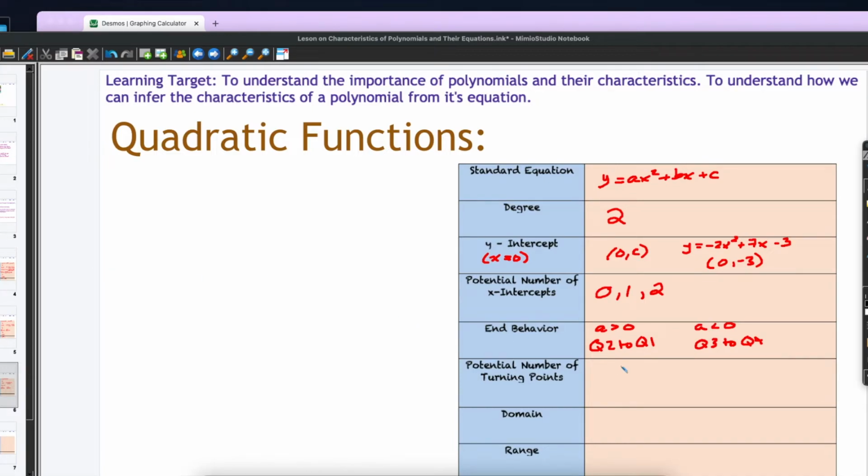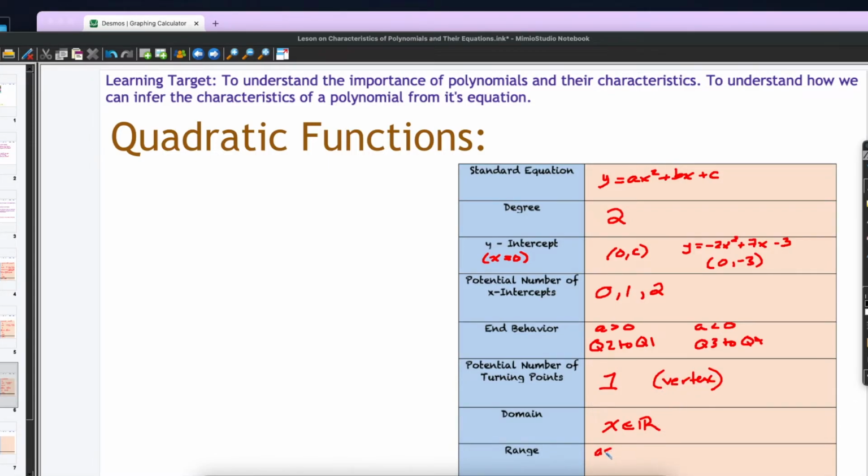Now, when we talk about quadratics, they all have 1 turning point. So the second you know that this thing is a quadratic from its function, you know it has 1 turning point, and that turning point is known as the vertex of the quadratic. Again, as with the other polynomials, the domain is x belongs to real numbers. Now, the range is a little tricky, right? Because the range is the possible y values, and that's going to be dependent upon the vertex, all right?